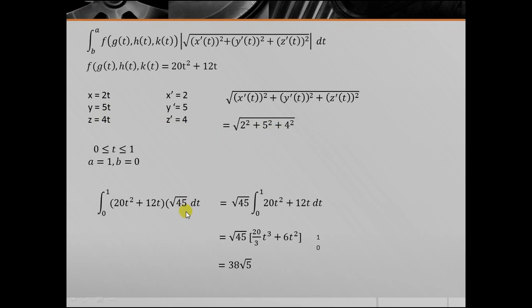Now that we have all the components needed to use the formula, by substituting everything into the formula, we will get the integration of 20t squared plus 12t times square root 45 with respect to dt. Since square root 45 is a constant, we can place it outside the integral. After doing the integration and substituting the limits, we will get 38 square root 5.